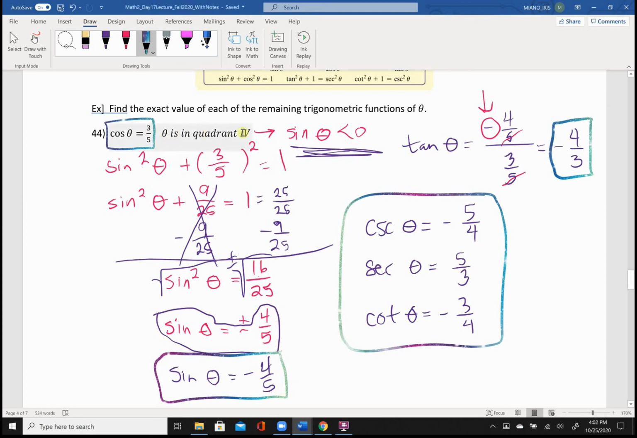Again, this piece of information, that theta was in quadrant 4, enabled us to determine that the sine of theta needed to be negative. That drove this conclusion, which allowed everything else to fall into place. Because remember, once you have the sine and the cosine values, you can piece together all of the rest of the information, because everything else is based on sine or cosine or both.